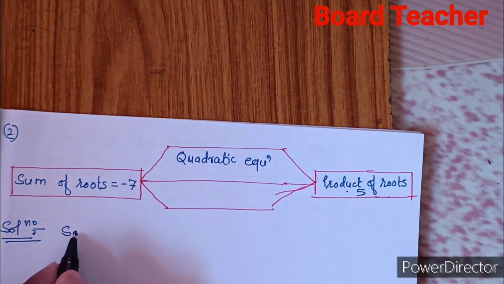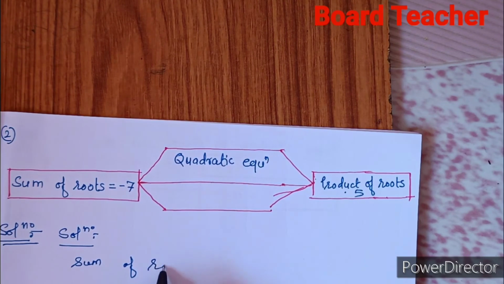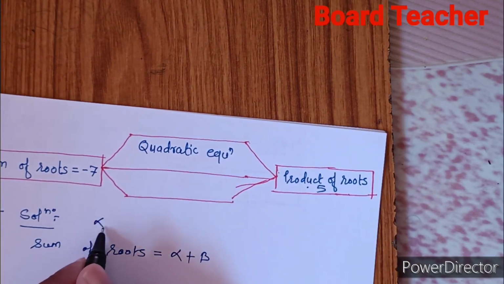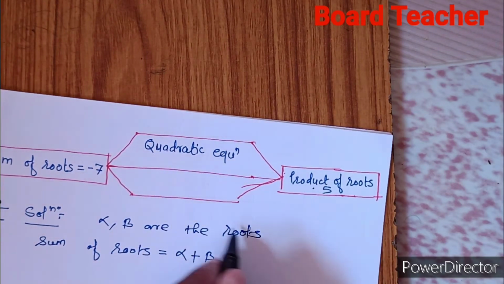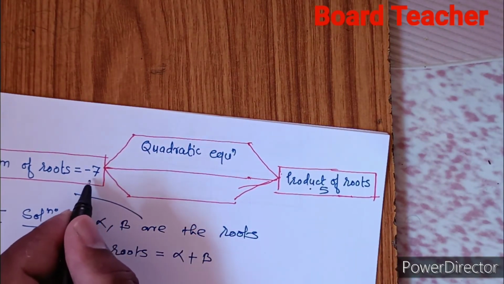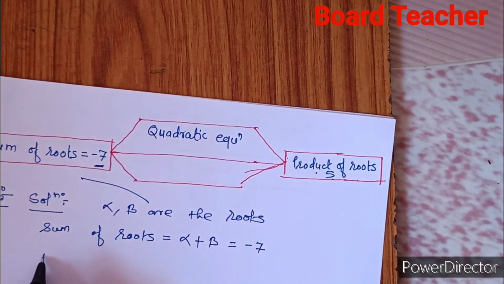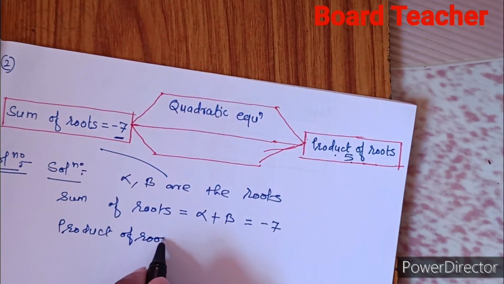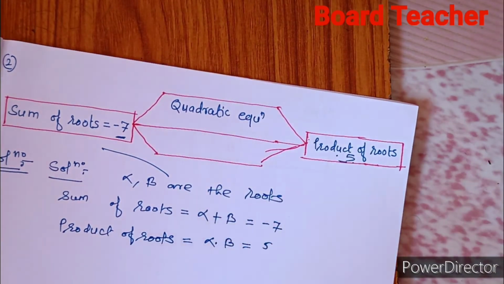Now in the solution part, write down here sum of roots, that is alpha plus beta. Alpha and beta are the roots of the quadratic equation. Here the sum of roots alpha and beta is given as minus 7. Write down here minus 7. Now the product of roots, which is 5. Write down here product of roots, which is alpha dot beta equals to 5.